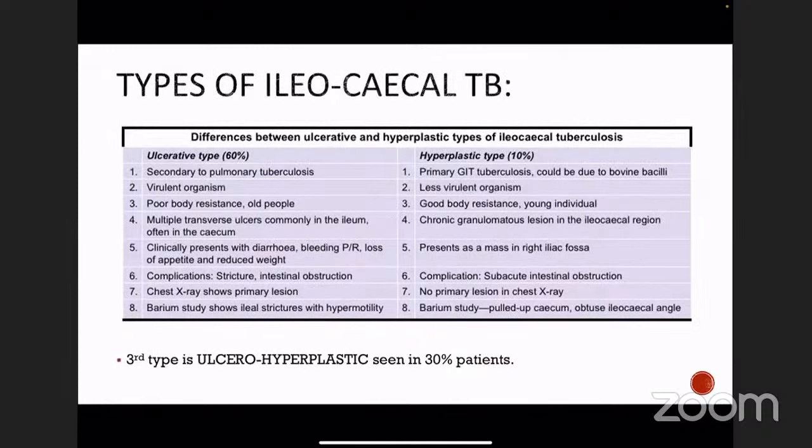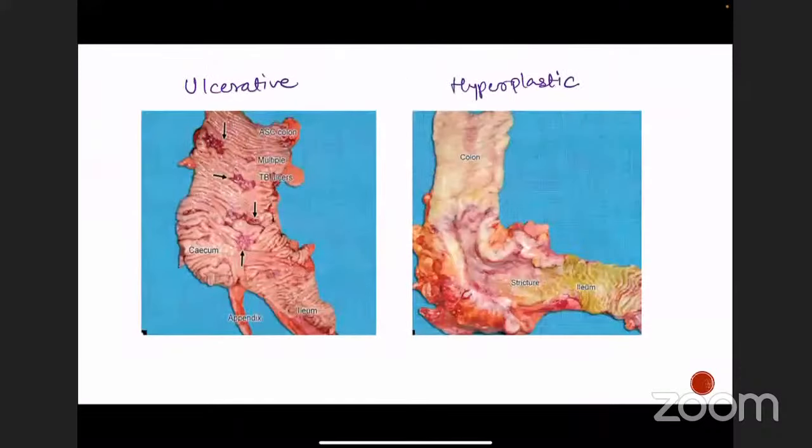As I said earlier, it can be ulcerative type, hyperplastic type, or ulcero-hyperplastic type, right? So what is ulcerative, what is hyperplastic, and what is mixed? First we will see the figure. In the figure, as you can see, there are many transverse ulcers present. Here 1, 2, 3, everywhere in a transverse line, in the line of the mucosal folds. Multiple ulcers are there, in the ileum also, placed transversely in the cecal wall, right? But there is no gross thickening of the surrounding wall here.